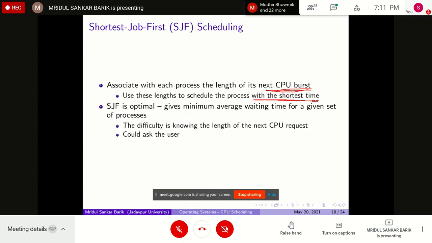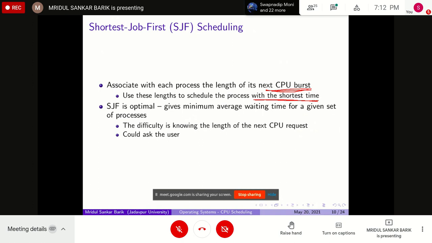We have a collection of processes right now which are ready for execution, and we'd like to know the length of the next CPU burst for each of these processes. And we'll select that process whose next CPU burst length is the shortest. And this shortest job first scheduling algorithm is optimal. That means it gives minimum average waiting time for a given set of processes. It is the best one.